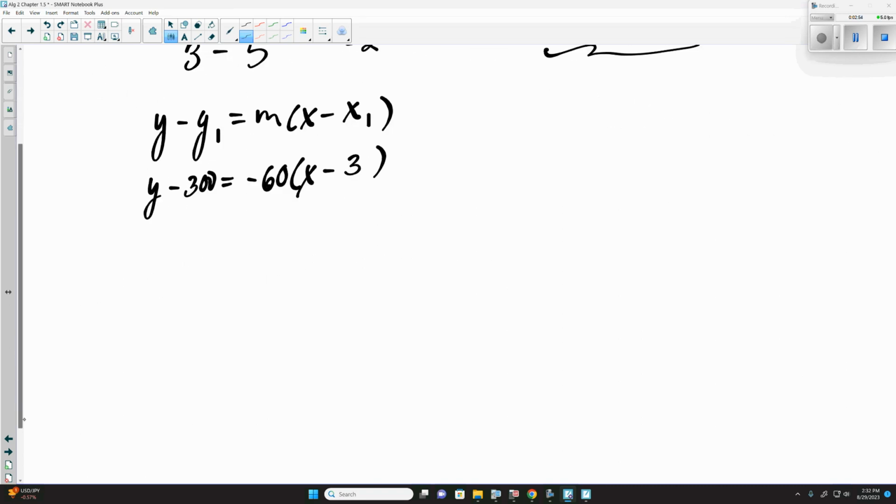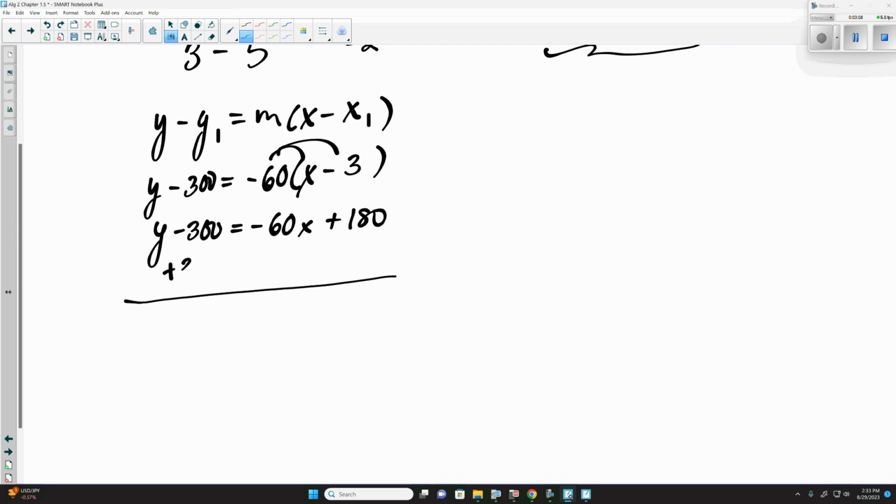Now we just need to get y by itself. So we multiply through by negative 60. So we get y minus 300 is equal to negative 60x plus 180. Now at this point, we can add 300 to both sides. y is equal to negative 60x plus 480.